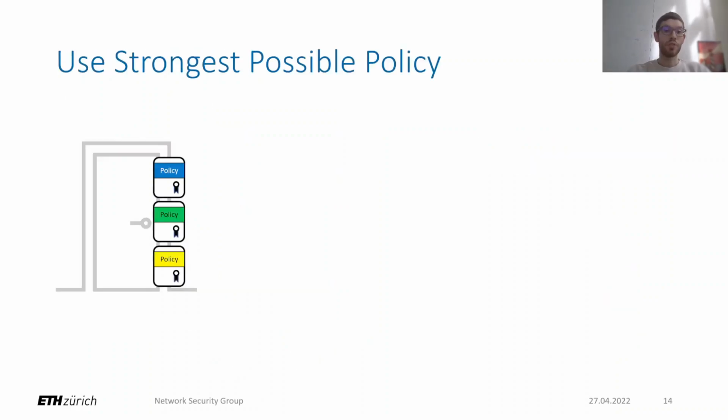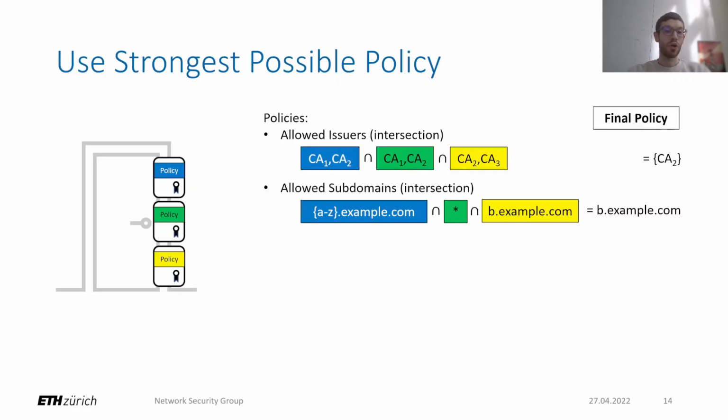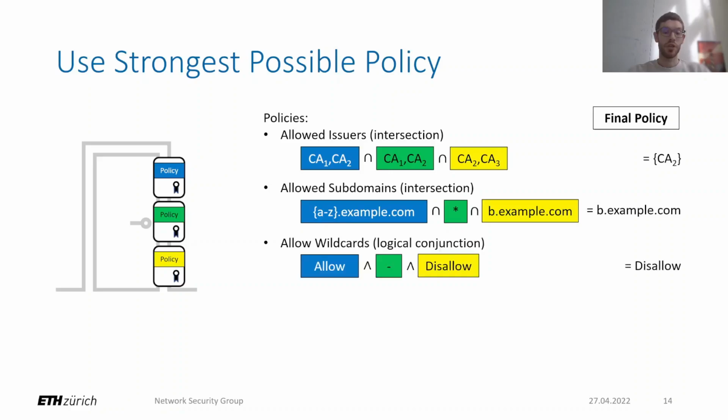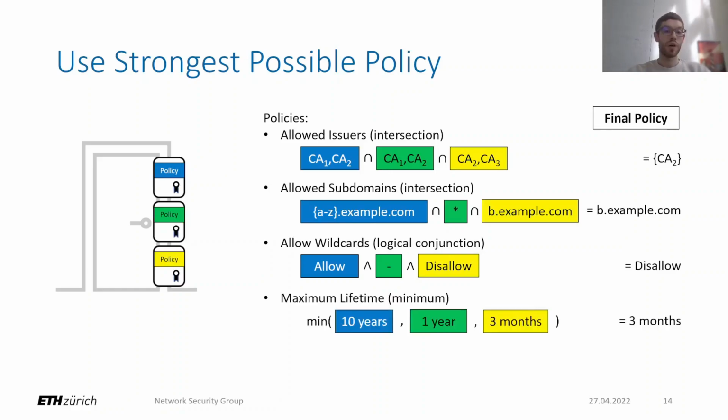Since all policies must be satisfied for a valid policy, the relying party combines the policies of all certificates to create the strongest possible, most restrictive policy. For allowed issuers and allowed subdomains, the values from different policies are combined using intersection. For binary values such as whether to allow wildcard certificates or not, the values are combined by a logical conjunction. And for duration values such as the maximum lifetime of a certificate, the values are combined by taking the minimum.